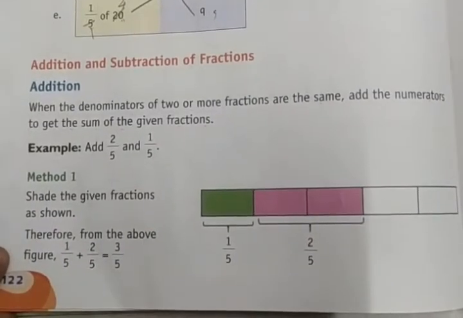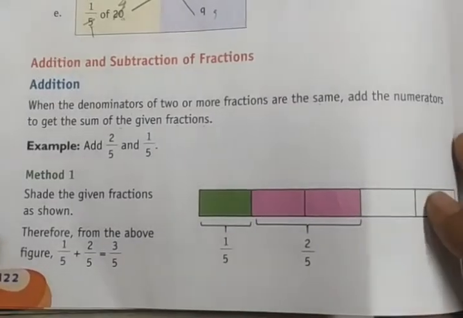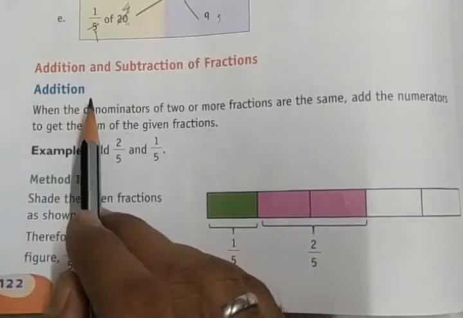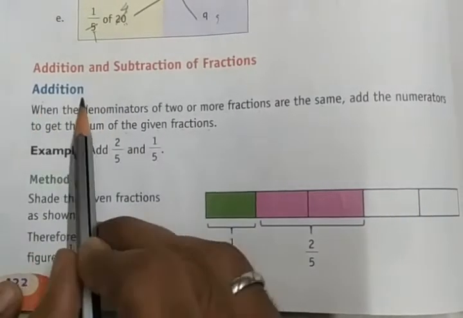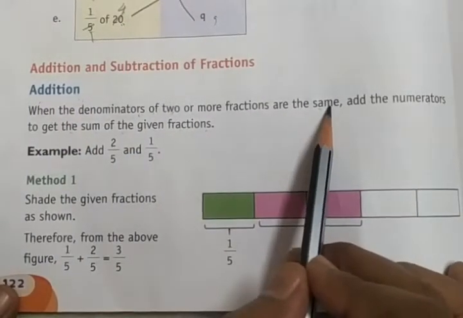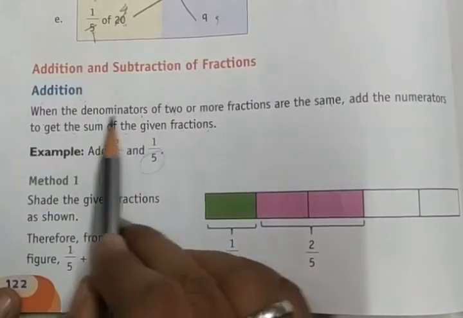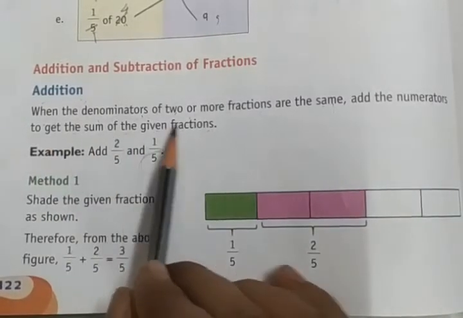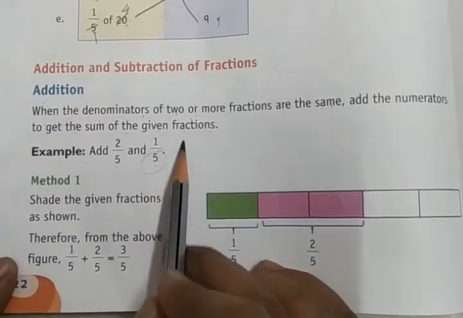Addition and subtraction of fractions. Right. So here we have to go for adding the fractions. We do additions with the whole numbers, but we do addition of fractions also and subtraction of fractions also. Addition: when the denominators of two or more fractions are same, add the numerators and get the sum of the given fractions. For example, add 2 by 5 and 1 by 5 is equal to 3 by 5.